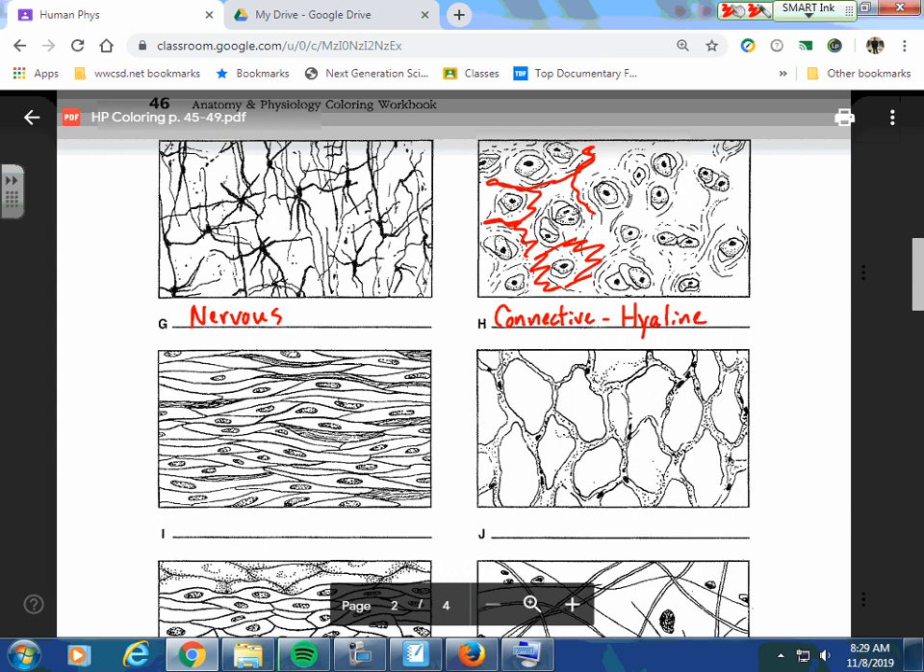All right. Letter I is going to be another muscle tissue. This is not as easy to tell that it's muscle tissue because it's not striped, it's not striated. But it has these spindle-shaped cells that get flatter towards the end. We call that tapering. This is actually what smooth muscle would look like.